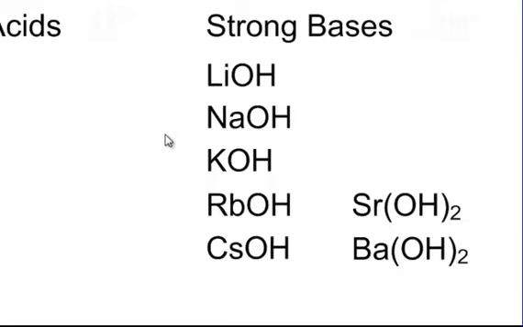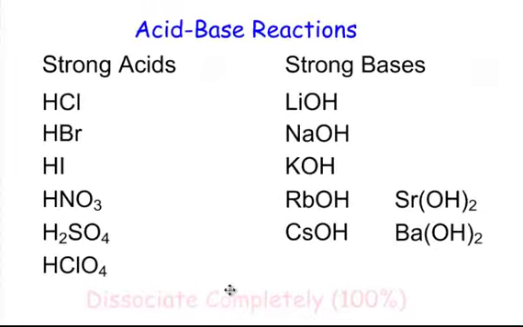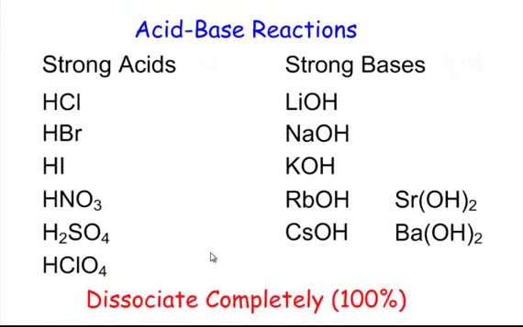Something you have to know about strong acids and strong bases is that they dissociate completely. They dissociate 100%, which means they split up. So if you see a strong acid, like hydrochloric acid or nitric acid, split it up immediately and call it H+, because it has dissociated. If you see a strong base like sodium hydroxide or potassium hydroxide, split it up immediately into OH- or hydroxide.